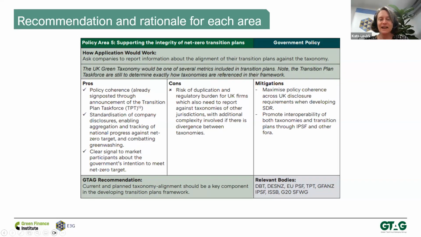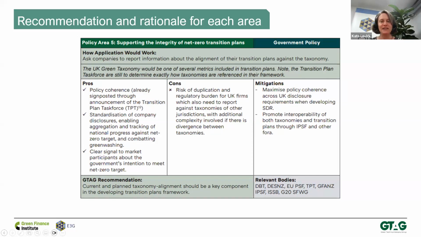So we have listed here in the cons column that you can see that there is some risk of duplication and regulatory burden for UK firms, which also need to report against taxonomies from other jurisdictions, which of course will be the case for some international firms. So here there's, I guess, an implicit recommendation, which we have spelled out much more clearly in some other GTAG advice, that the UK government should be as much as possible aiming to ensure that its taxonomy is interoperable with and aligned to the taxonomies of other countries, so that we are building an international set of norms around what a green investment looks like.